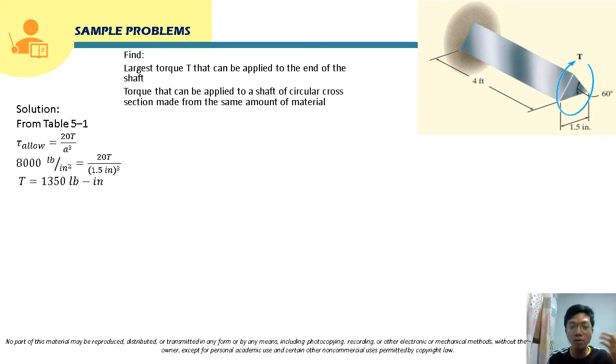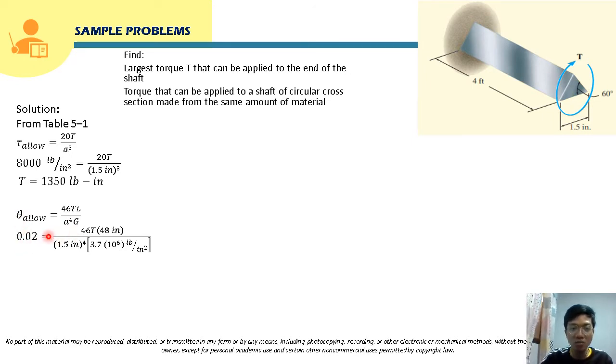We still have to compute the torque using the formula for angle of twist. From Table 5.1 again, for the allowable angle of twist, the formula is 46 TL over A to the 4th G. L here, the length, is 4 feet, and G is given in the problem. The allowable angle of twist is also given in the problem.